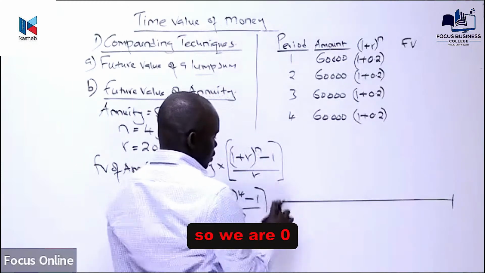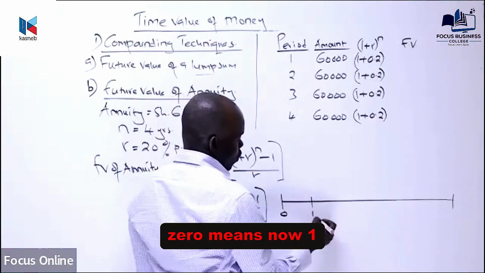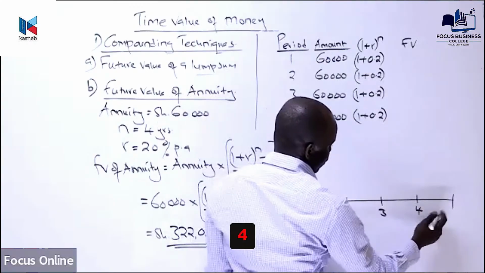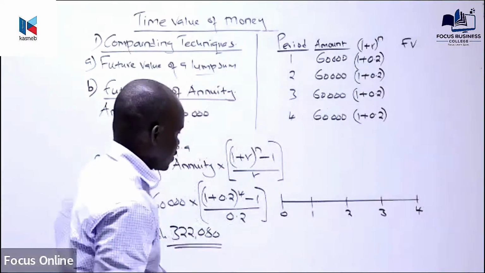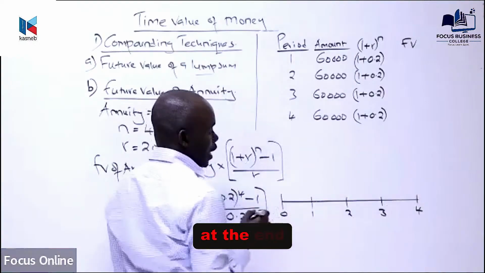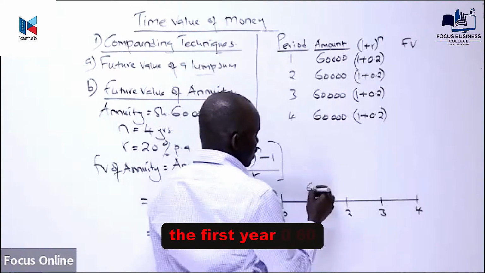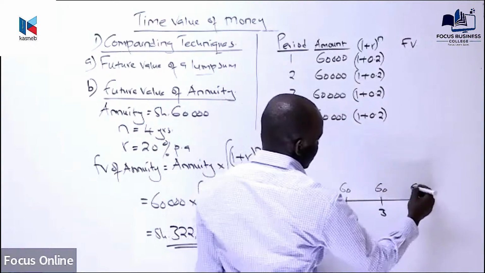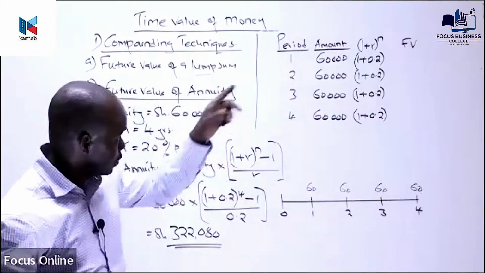So we always start at 0. 0 means now, then 1, 2, 3, 4. We're talking about 4 years. So here we are investing at the end. So at the end of the first year, 0, 60, 60, 60, 60. I want us to put n.